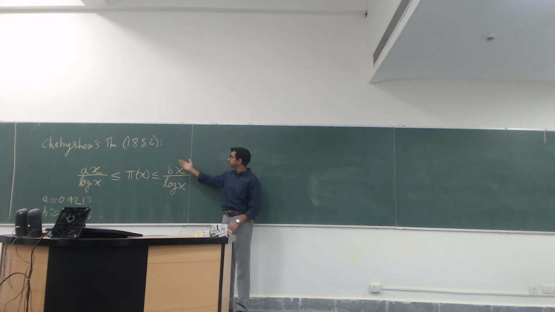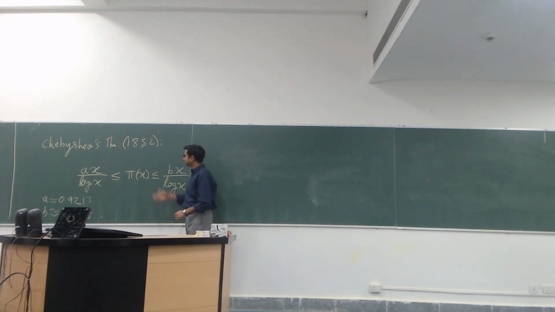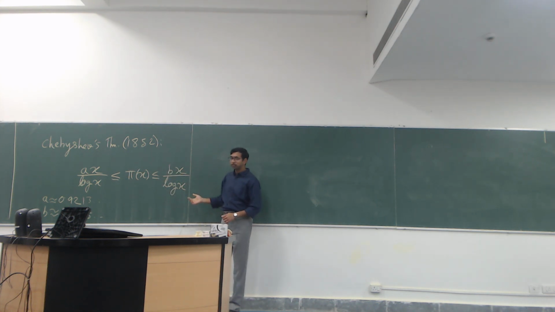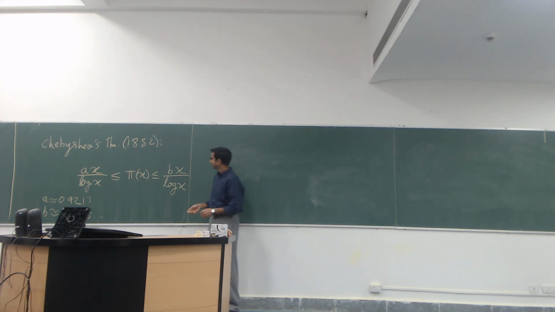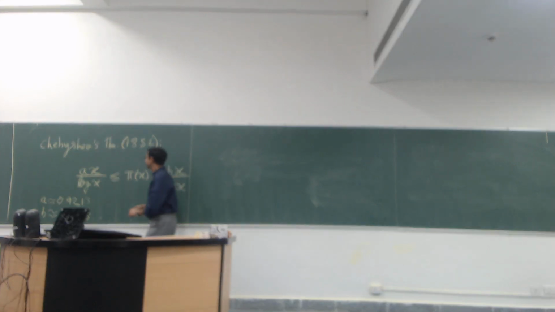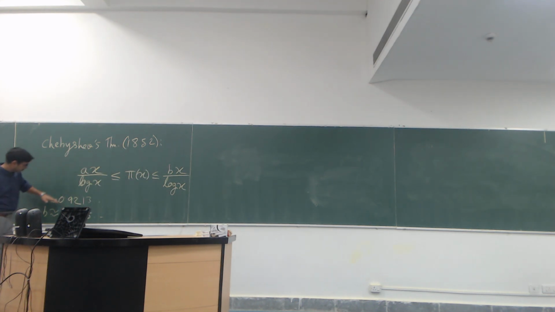Chebyshev's theorem, which he proved around 1852. That is a few years before Riemann's hypothesis, and it laid out the path towards the proof of the prime number theorem. And he proved this theorem with A about 0.9213 and B about 1.05.